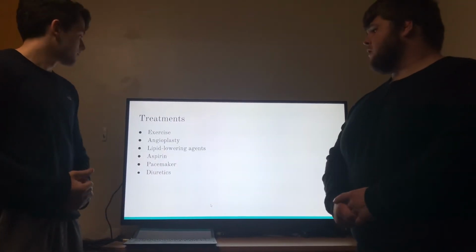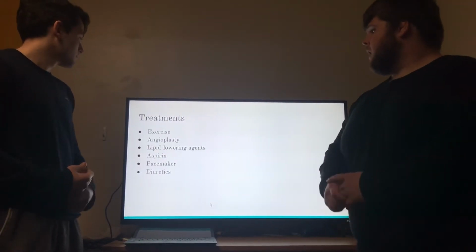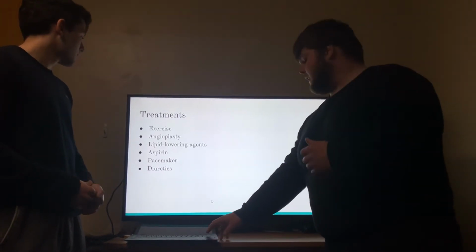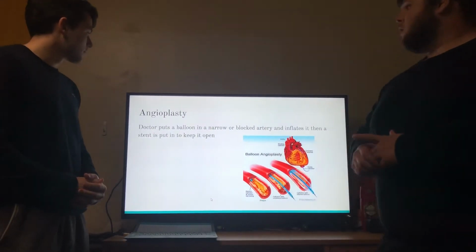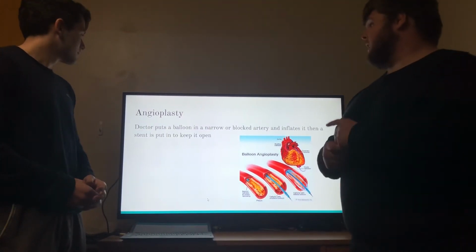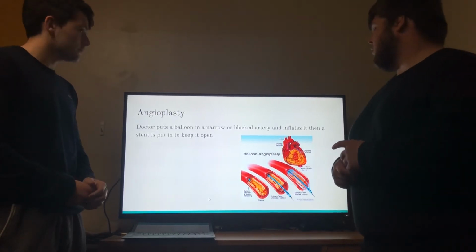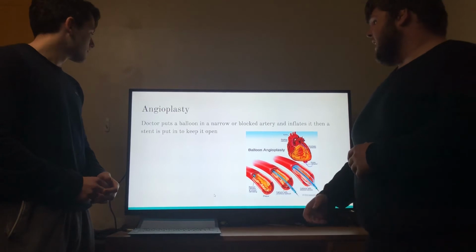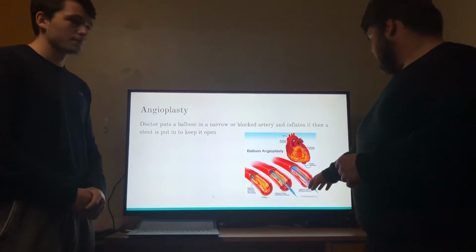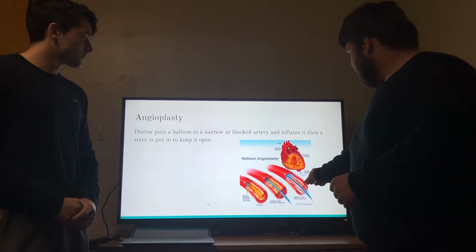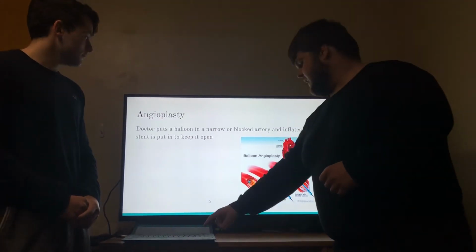Treatments include exercise, angioplasty, lipid-lowering agents, aspirin, pacemakers, and diuretics. So angioplasty is when a doctor puts a balloon in a narrowed or blocked artery and inflates it, and then a stent is put in to keep it open. As you can see here in this picture, they insert the balloon, and then they put the stent in.